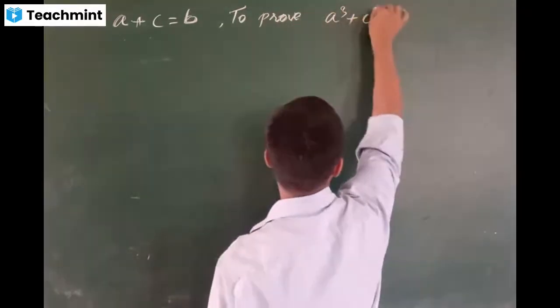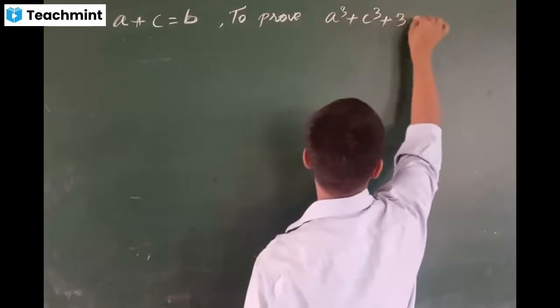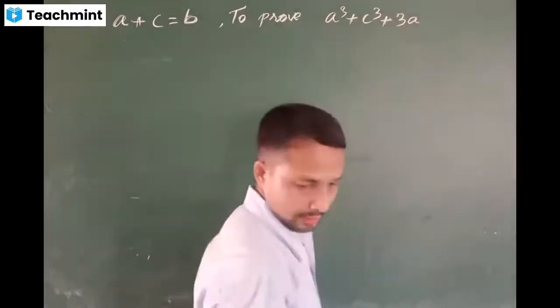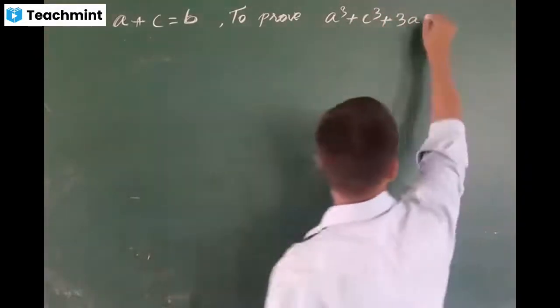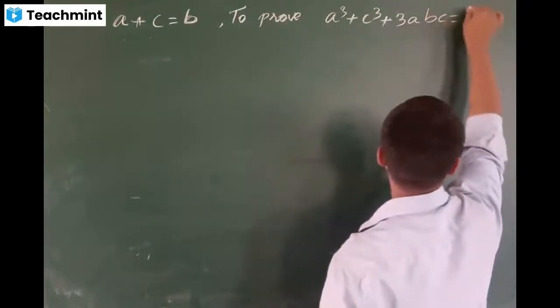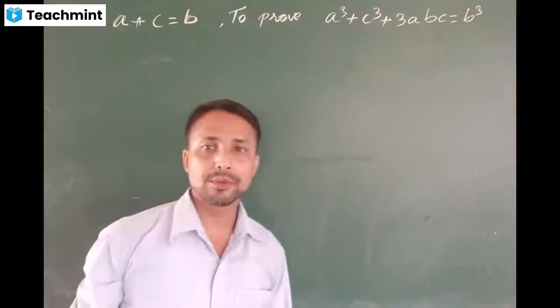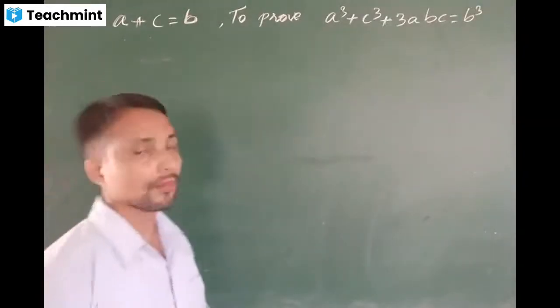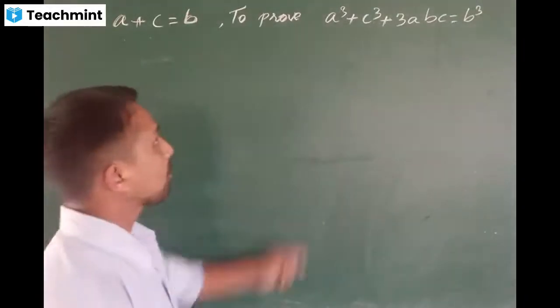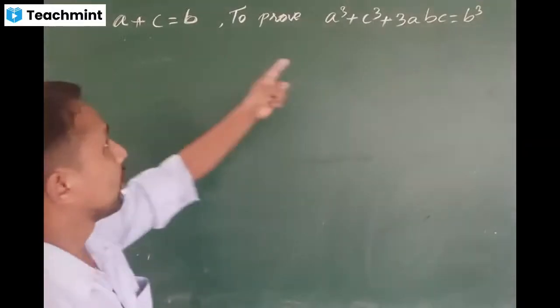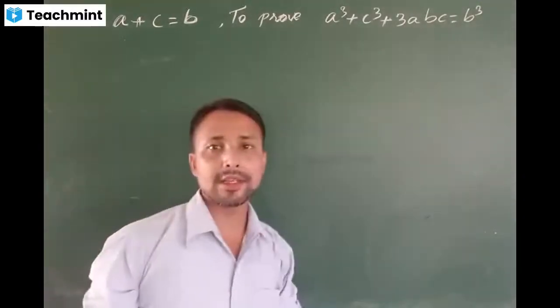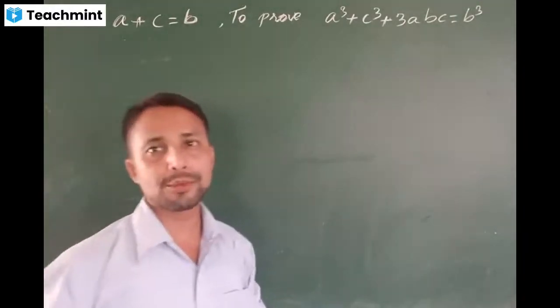A³ + C³ + 3ABC = B³. This is what we have to prove here. So A³ + C³ + 3ABC = B³ is what we need to prove.